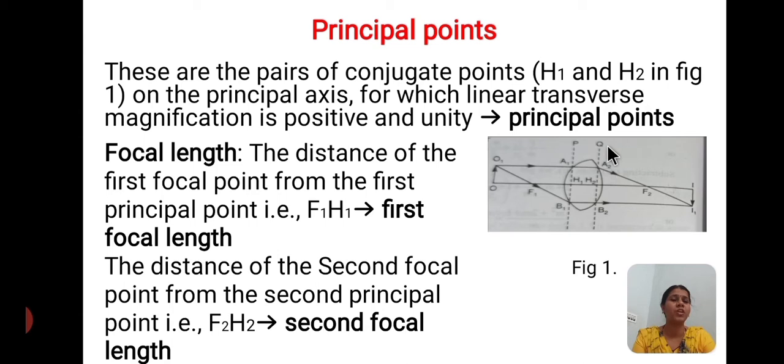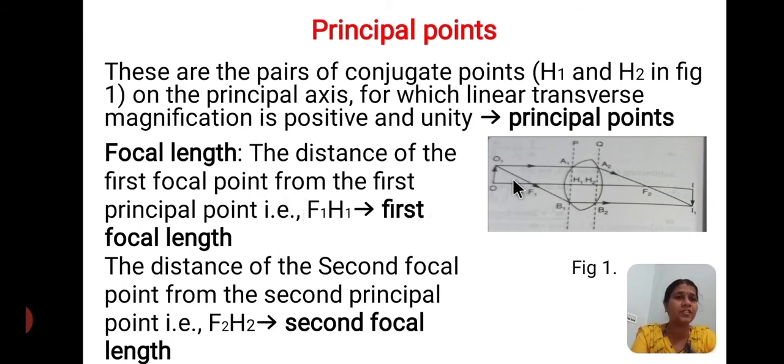So in this figure, what are the principal points? H1 and H2 are the principal points here. Okay, so now we learnt about the principal points. Focal length means what here? The distance of the first focal point from the first principal point. Where is that first focal point?